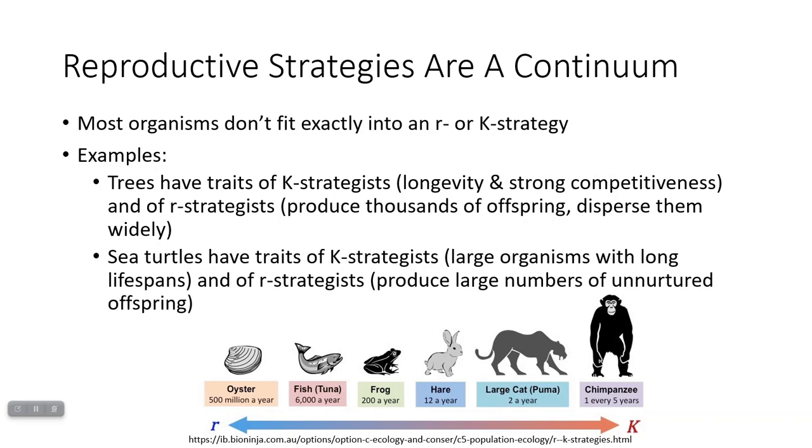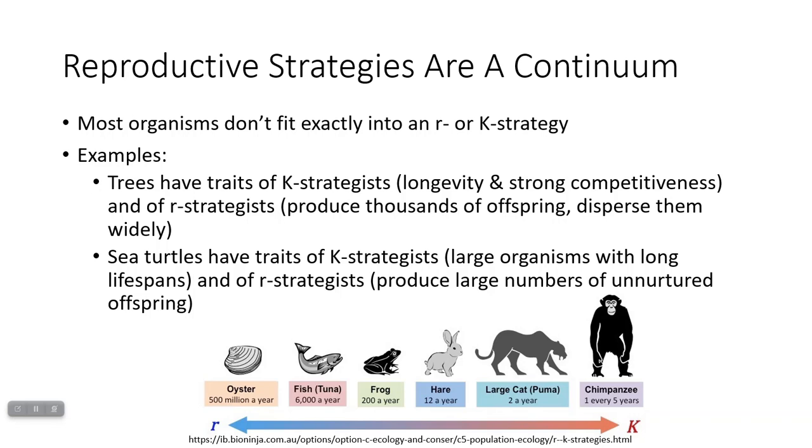Sea turtles also have characteristics of both K and r strategists. They are large organisms and they have long lifespans. But they tend to produce large numbers of offspring. And if you've ever seen videos or read descriptions of sea turtles hatching on a beach, their moms aren't there. Their moms aren't guarding the eggs or anything like that. They lay the eggs and the moms go back to sea, and then the sea turtles hatch. And if they make it, they make it. If they don't, they don't.